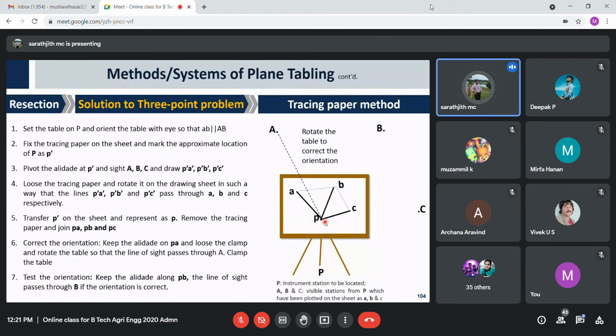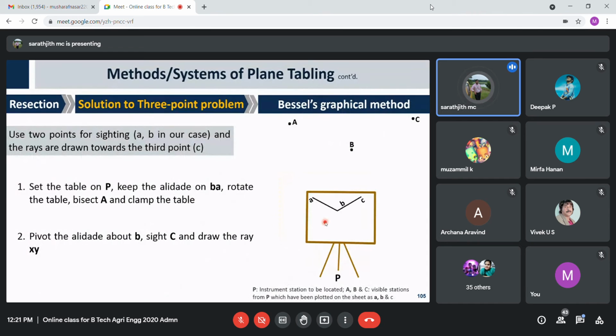Okay, so this is the tracing paper method. You are using a tracing paper for identifying the point P on the drawing sheet. That's why it is called the tracing paper method, which is also known as the mechanical method of finding the solution to the three-point problem. The other method is Bessel's graphical method.